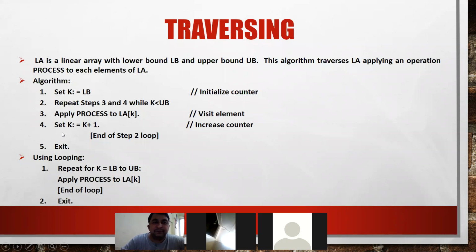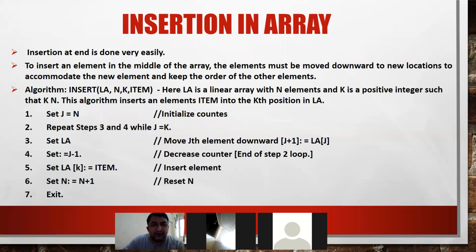Once it is done, set K equals K plus 1 to go to the next memory location, and again step 2 will be checked, the condition will be checked: K is less than UB or not, right? So this will continue till the n elements or n minus 1 locations, right? So next, how the element will be inserted into an array. Say suppose this is a set of elements, right?